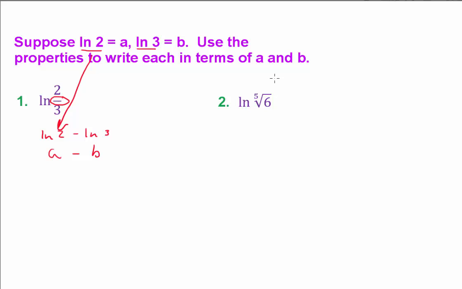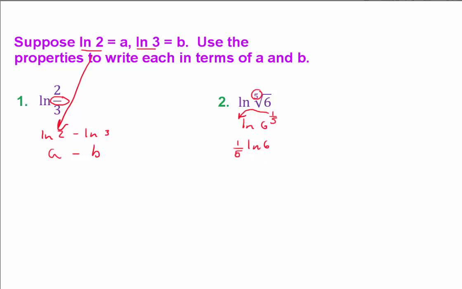Number 2, again, my strategy here is to try to break it up so that we strictly have ln of 2 or ln of 3. The first thing I'm going to do is change this radical, this fifth root, into an exponent. So this is ln of 6 to the 1/5. Well, we can then take one of the properties that tells us we can write the 1/5 as a coefficient. So 1/5 times the natural log of 6.